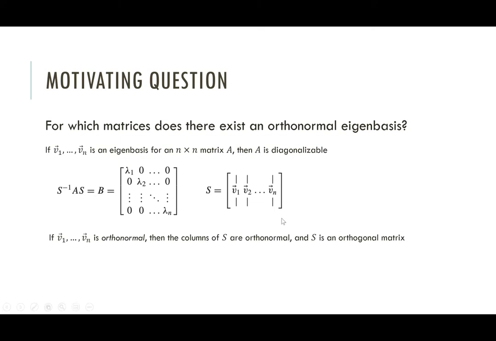And now, if our eigenbasis is in fact orthonormal, then the columns of S are orthonormal. And if you recall, that means that S is an orthogonal matrix. So let's recall some facts about orthogonal matrices, because those are going to become important.